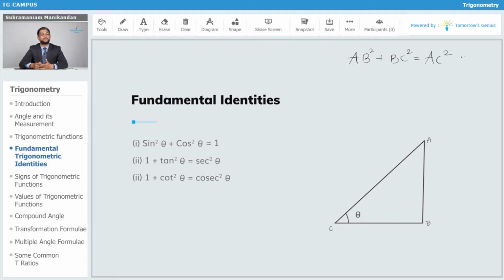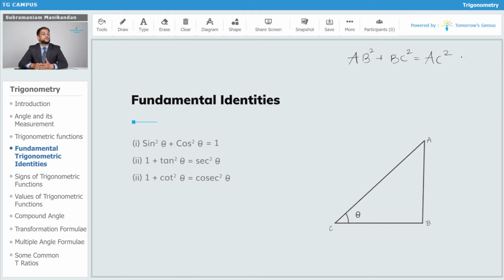Dividing the two sides by AB square, we will get the second fundamental trigonometric identity, that is sec square theta is equal to 1 plus tan square theta. And dividing both sides by BC square, we get cosec square theta is equal to 1 plus cot square theta.